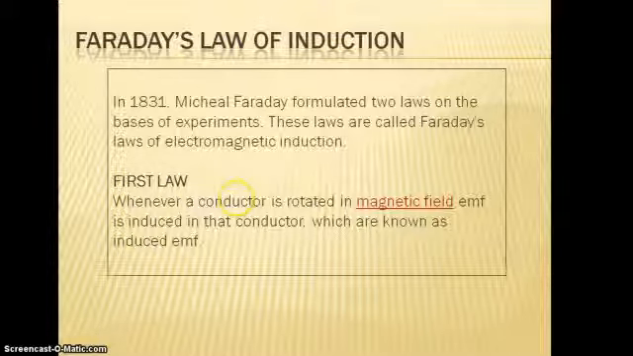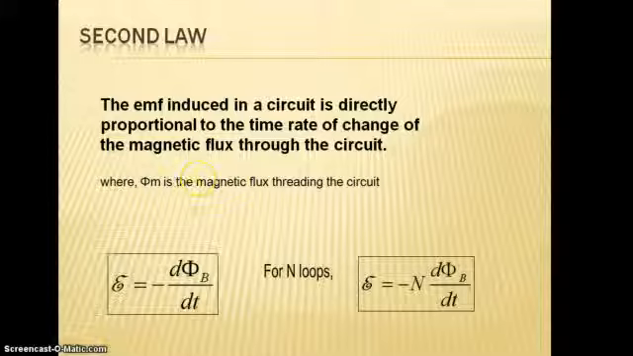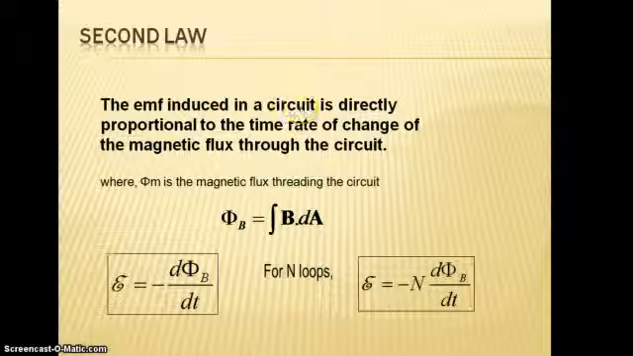It began in 1831. Michael Faraday formulated two laws on the basis of experiments. These laws are called Faraday's laws of electromagnetic induction. The first law states that whenever a conductor is rotated in a magnetic field, an EMF gets induced in that conductor, which is known as induced EMF. The second law states that the EMF induced in the circuit is directly proportional to the time rate of change of the magnetic flux through the circuit.